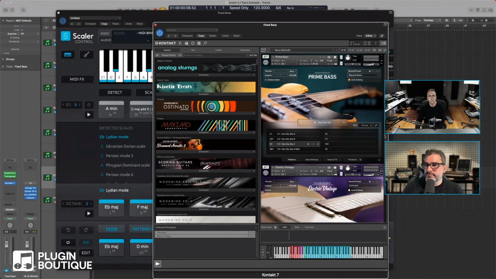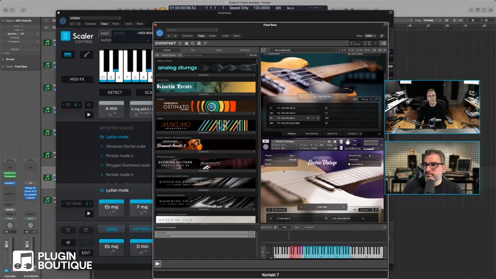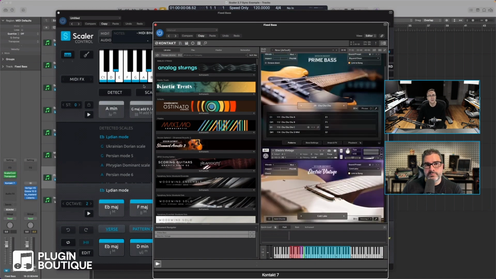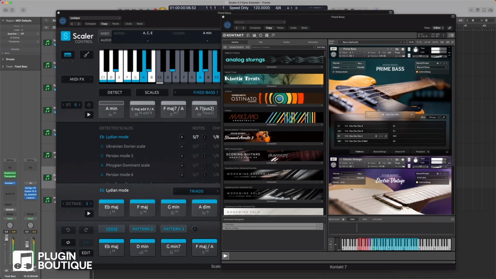What works nicely about these two guitar sounds is prime bass is monophonic, so it's just going to take the bottom note and just play it on the bass. That's perfect, that's what I want it to do. And electric vintage is going to play the whole chord. So you can see the bass is staying the same.